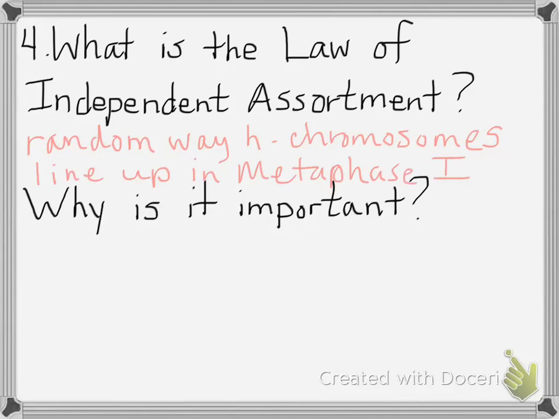But the most important part of this question is the second part of this question, so I'm going to star it. Does anybody know what the law of independent assortment gets me? Thank you very much, Emily. It's variation. It yields more variation in the cells. It gets you variation.